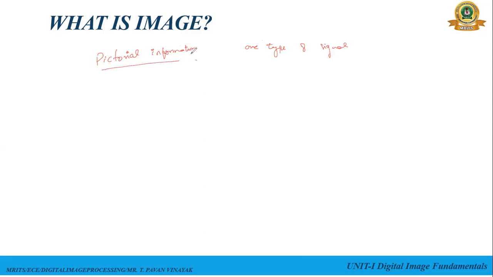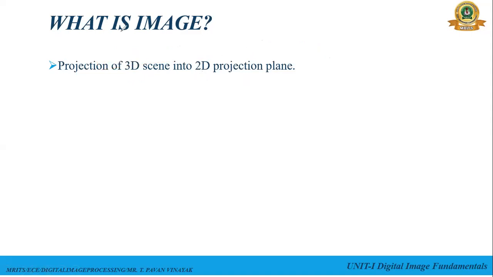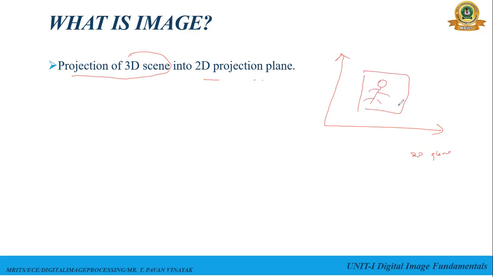So what is another way of definition in your point of view? So image is a projection of a three-dimensional scene into a two-dimensional plane. So image is a, this is a two-dimensional plane. Okay, in this plane we are representing a 3D scene, projection of a 3D scene into a 2D plane. Okay, so this is some image. Okay, so technically how do we define image?